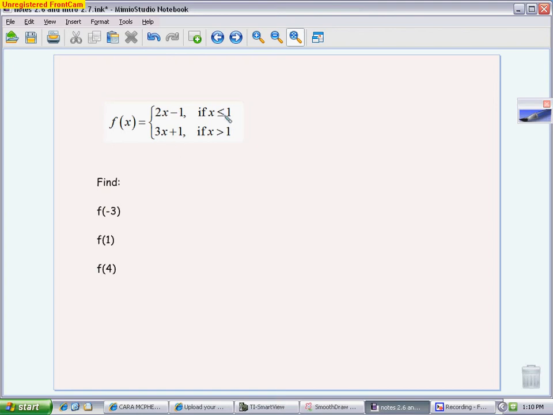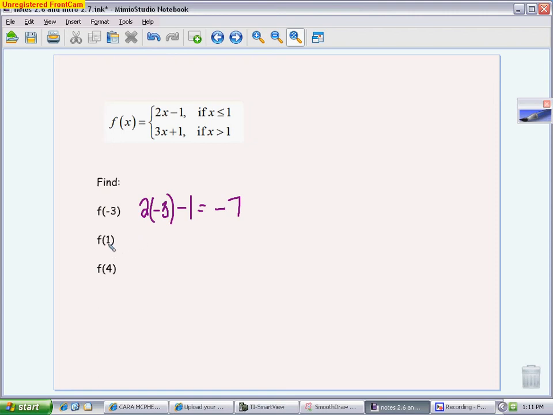This time, 1 is the changing point. A lot of times I'll refer to that as the changing x value. It's the one where it switches from one function to another. I'm going to put negative 3. The negative 3 is less than 1, so it belongs in the top equation. So you're going to put it in where the x is. So you'll have 2 times negative 3 minus 1, which is negative 6 minus 1, which is negative 7. And again, you can just write negative 7, or you can write the full point.